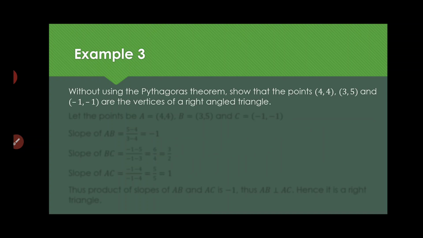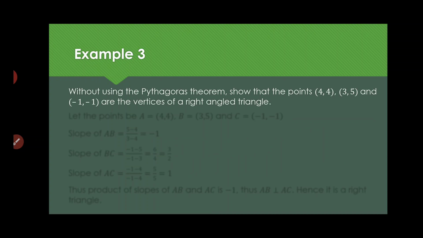You can make use of the distance formula, which is something we have done previously. Using the distance formula you can find the distance between the given points, which are the vertices, and if I can show that Pythagoras theorem holds, then it will be proved that the triangle is a right angled triangle. But the question says that Pythagoras theorem can't be used, so we can't use that method.